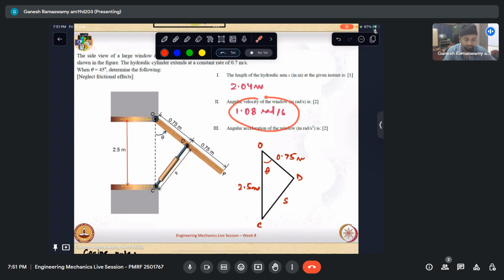And this comes out as minus 0.8 radians per second squared. So this is theta double dot, this is theta dot, and this is s.